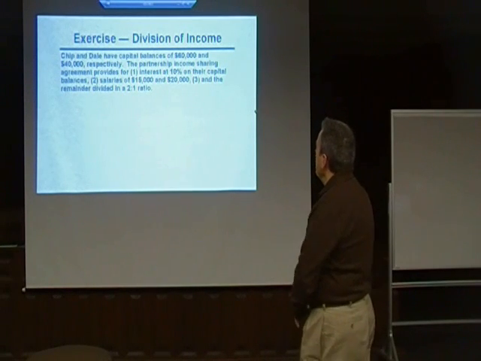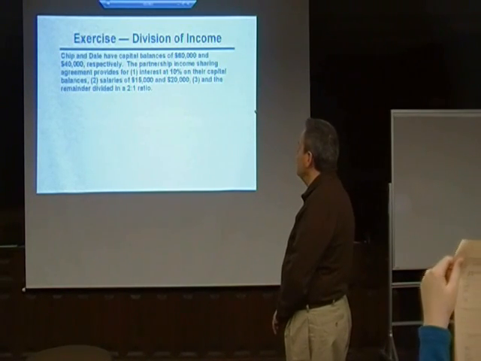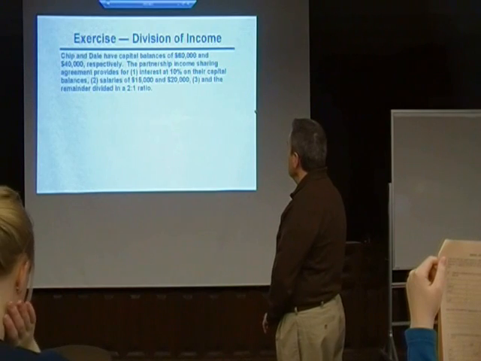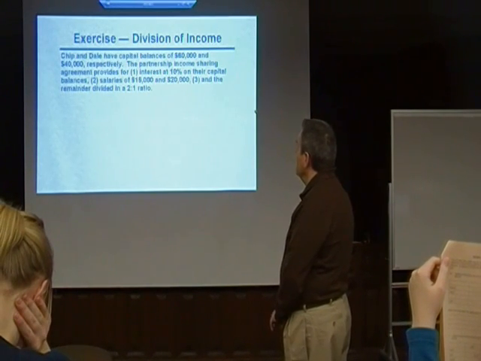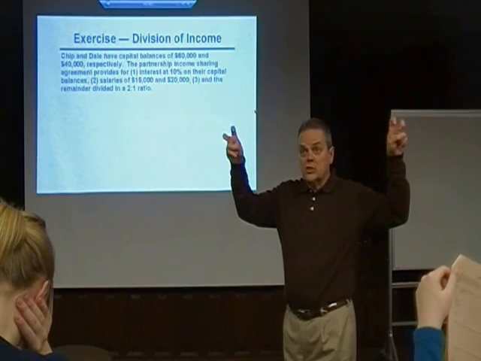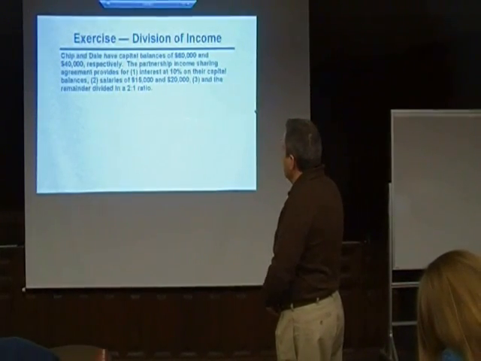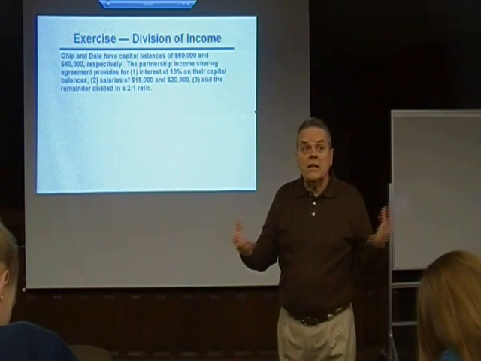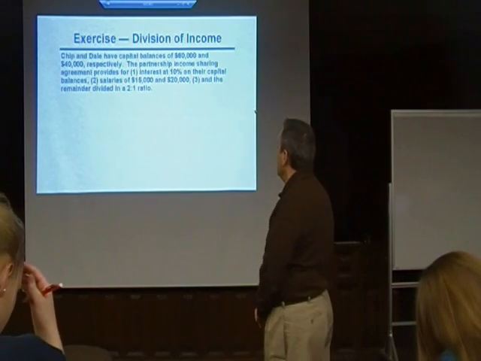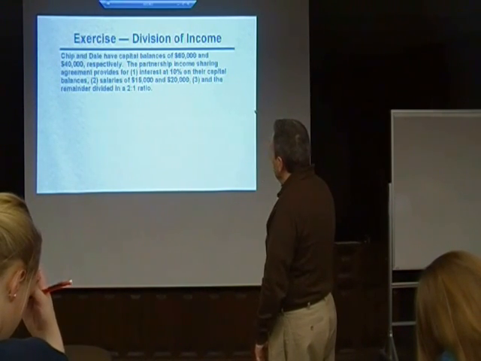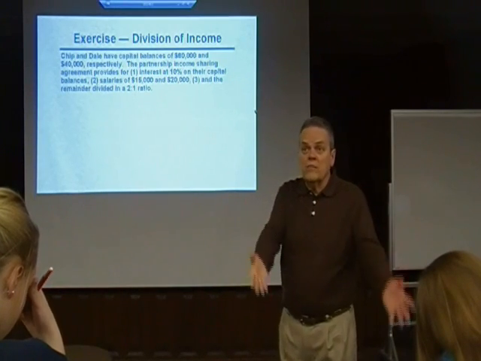Read with me. C and D have capital balances of 60 and 40 respectively. The partnership income sharing agreement provides for, in quotes, "interest." It's not true interest. They're not creditors. They're owners. At 10% on the capital balances to reward them uniquely for their contribution of cash to the partnership. 2, salaries of 15 and 20 to reward them for time.